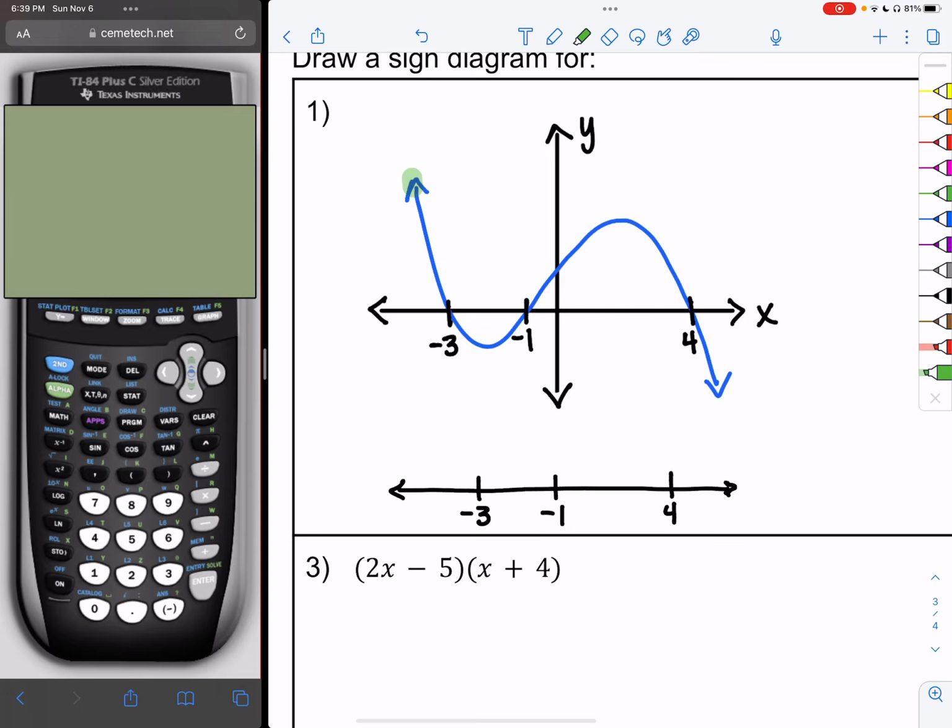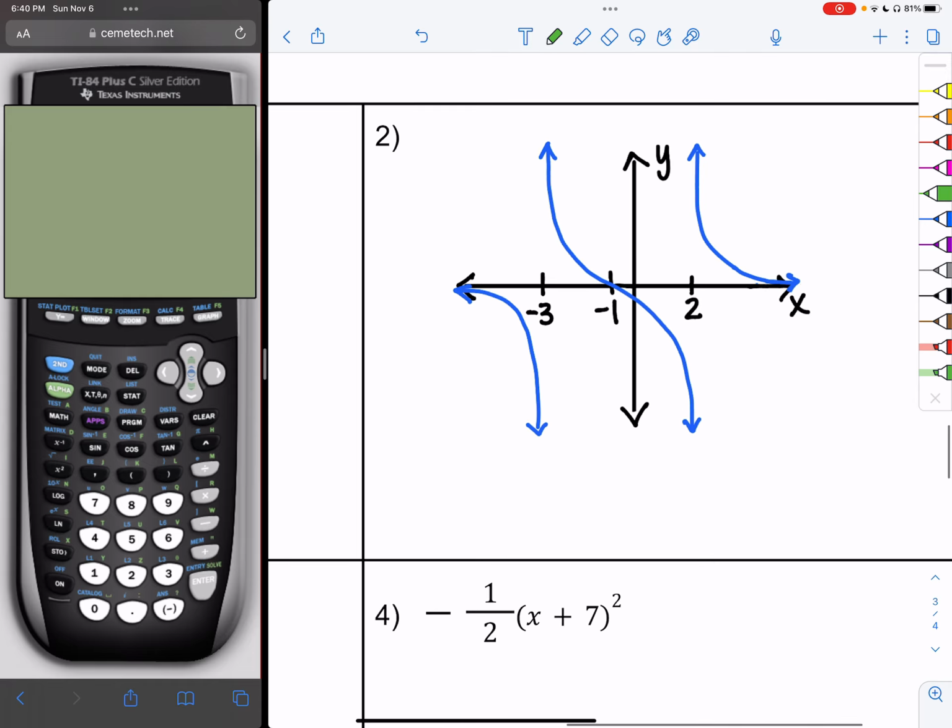So I see that my graph is above the x-axis here and above the x-axis here to here. I see that I'm below from here and here. So therefore, I can put my labels as follows. In between -3 and -1, I'm negative. If I'm at any x value that's less than -3, I'm above the x-axis, I'm positive. And then between -1 and 4, I'm also positive. All right. So for number 2, I want to do the same thing.